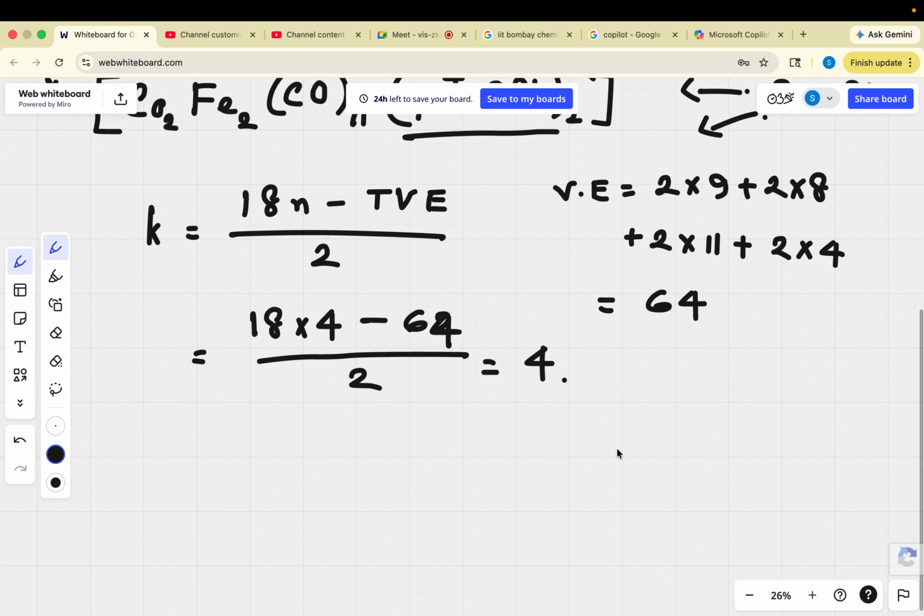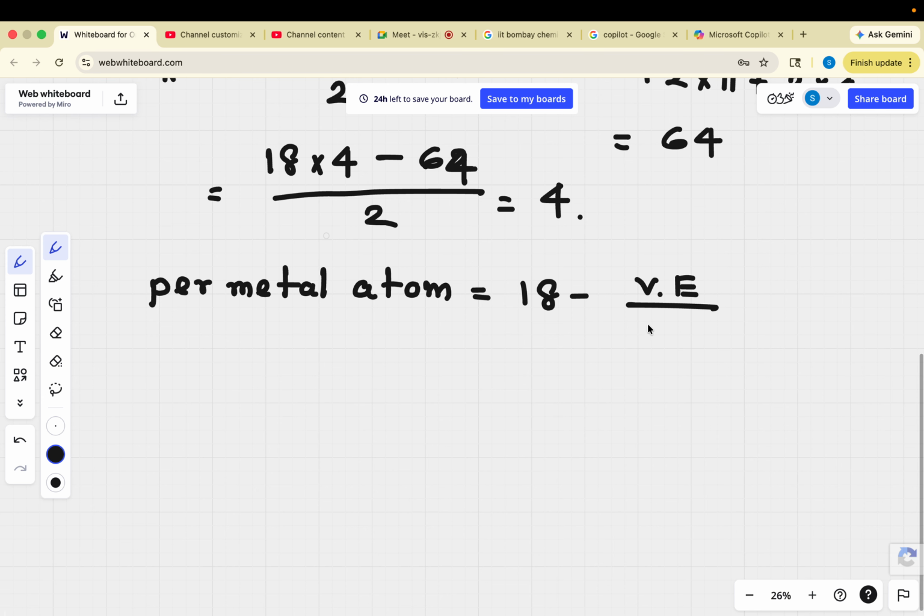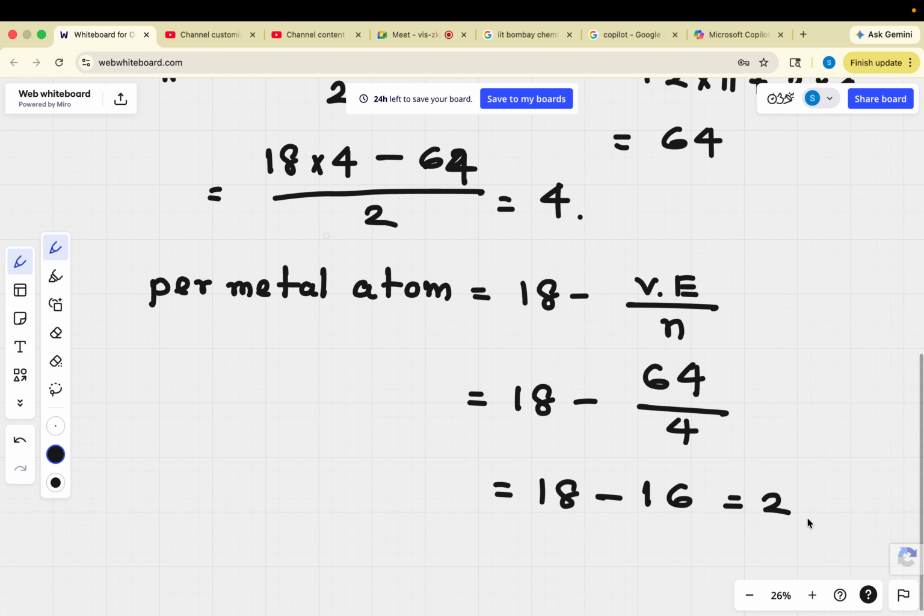Okay, and per metal atom, number of metal bonds per metal atom. So it will be what? 18 minus valence electron divided by n, not 2. So 18 minus valence electron is your 64 by 4. So you are getting 18 minus 16, 16 is equal to 2. Clear?